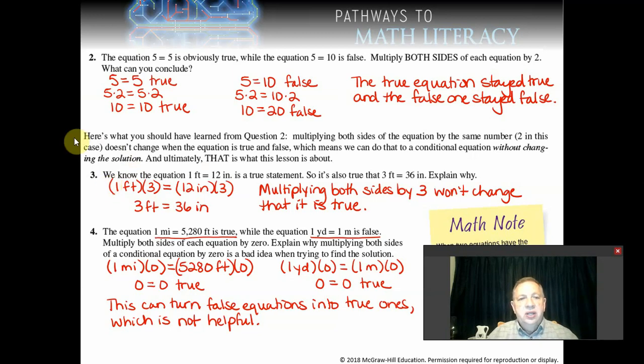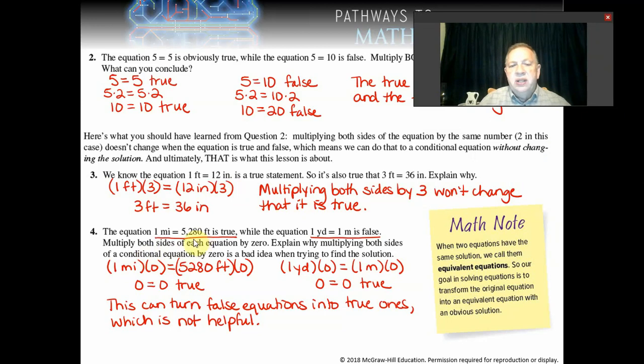So here is something else. We knew that the equation 1 foot is equal to 12 inches. We know that's a true statement. That's an equality, an equivalent statement. It's the same length. It's just two different measures. So if I multiplied both of these by 3, 3 feet is 36 inches. It started out being a true statement. Multiplying both sides by the same number, I still get a true statement.